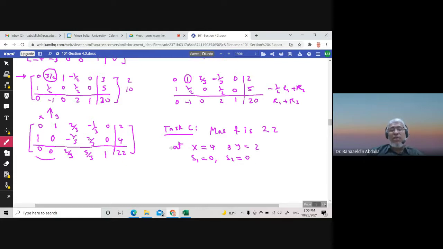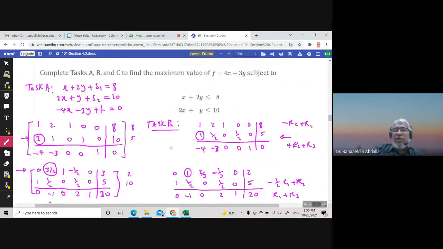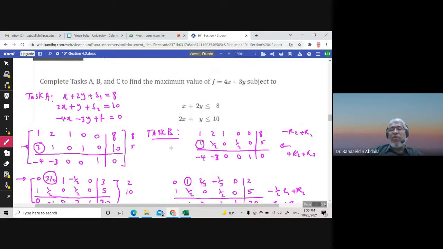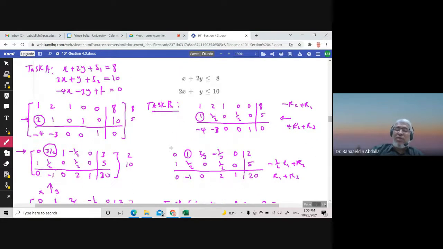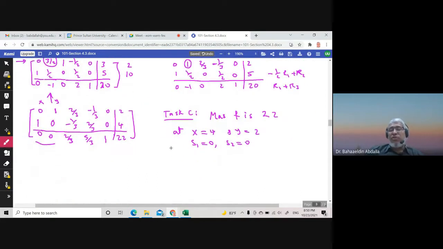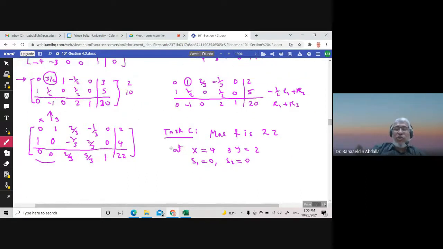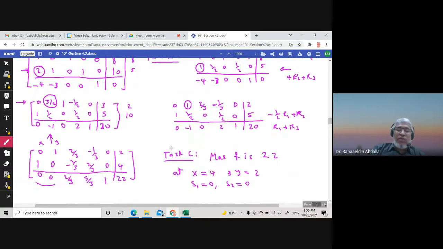X is 4, Y is 2. That's the answer. And of course, you can check that answer if you replace X here by 4. 4 times 4, 16. 3 times 2, 6. 6 plus 16 is 22. So that's fine. This is the answer of this question.